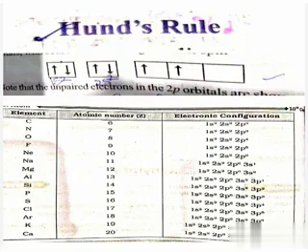After oxygen comes fluorine. Fluorine's configuration is 1s2 2s2 2p5. In 1s2 there will be 2 electrons, and in 2s2 there will be 2 electrons.